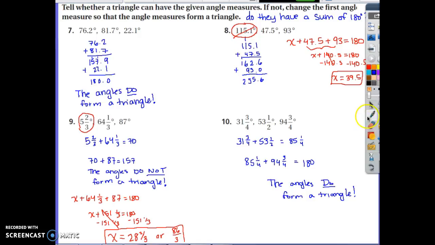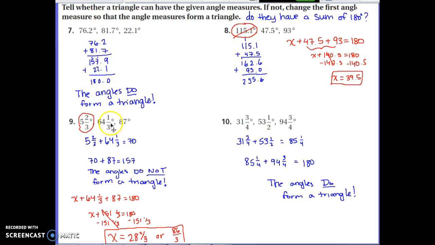For number 9, this is what I got. I started by adding the first two. These first two numbers added up to 70. But then when I added on my 87, I got a total of 157, which is not enough. So that first angle is too small.